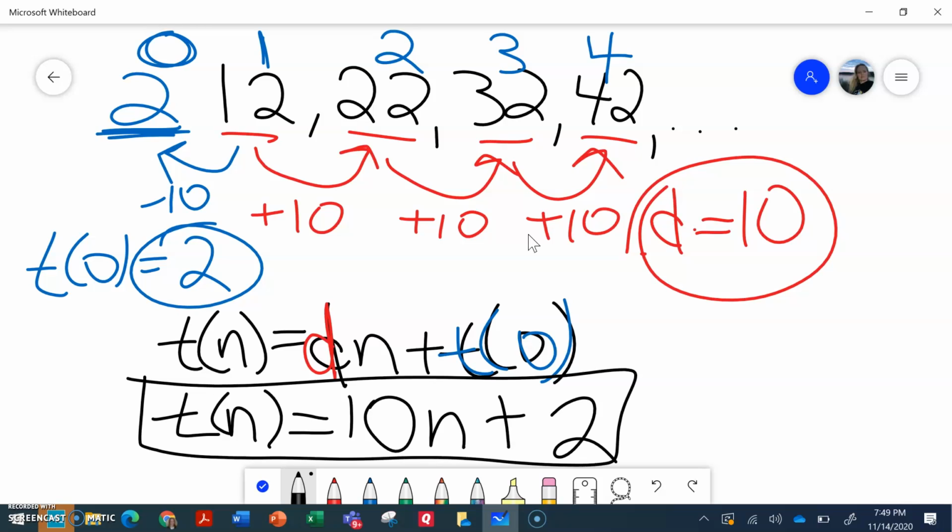Use that information to write the explicit equation for your example. Good luck.